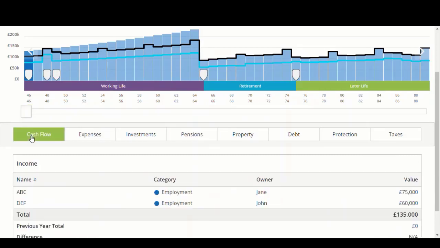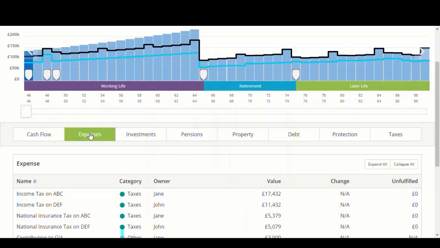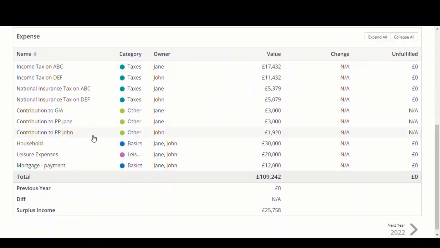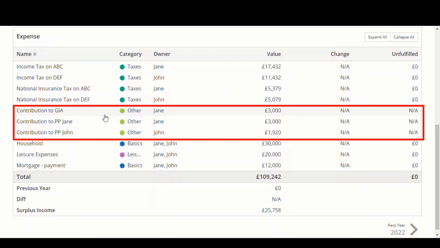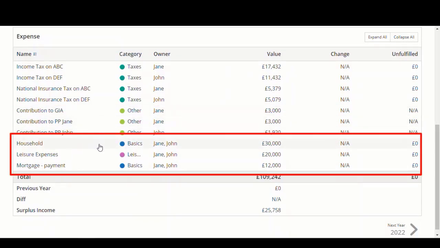So we can see in the first year, in the first part of the plan, we can look at their employment income. So Jane and John both have income coming into the plan, and we can see the value and who the owner is of that employment. Next, we have expenses. Now, under the expenses tab, you can see income tax, national insurance, but also any contributions they're making to investments or pensions, their basic expenditure, leisure expenditure, and finally their mortgage payment.